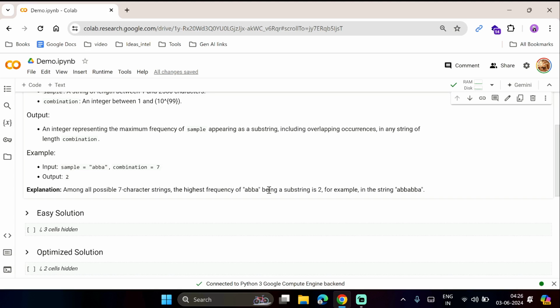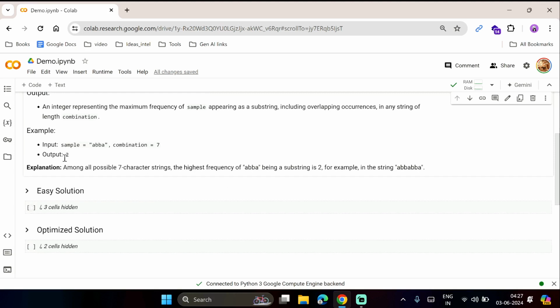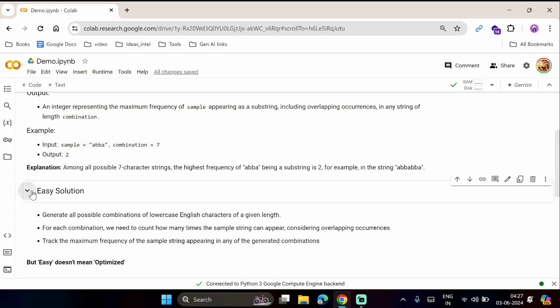These 7 character strings can be anything, right? Obviously, it would make sense if you just repeat it, but this is basically the question. You need to find out this true frequency. Now, when you think about this problem, you need to write code for it, think of all the possible scenarios, and also think of an optimized solution. So, what's the easy solution?